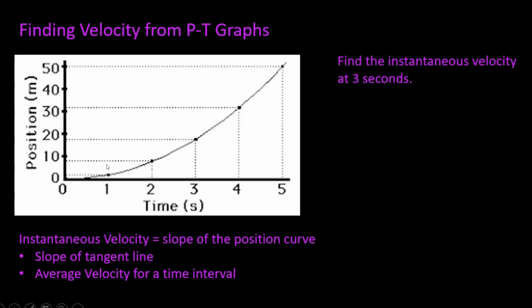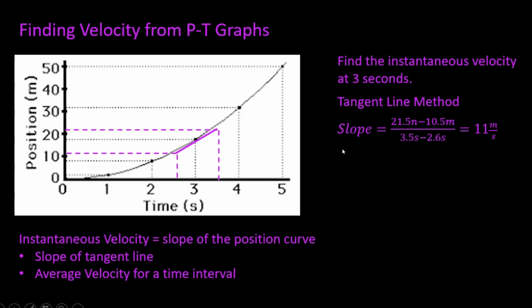Here's a problem. Find the instantaneous velocity at 3 seconds. Well, that'll be the slope of this curve at 3 seconds. The first way we can do it is the tangent line method. So we draw the tangent line at 3 seconds. And then we take our final position, initial position readings, as well as our final time and initial time readings, and we calculate the slope of that tangent line. And we wind up with 11 meters per second. Now, this is a time-consuming way and not particularly accurate.